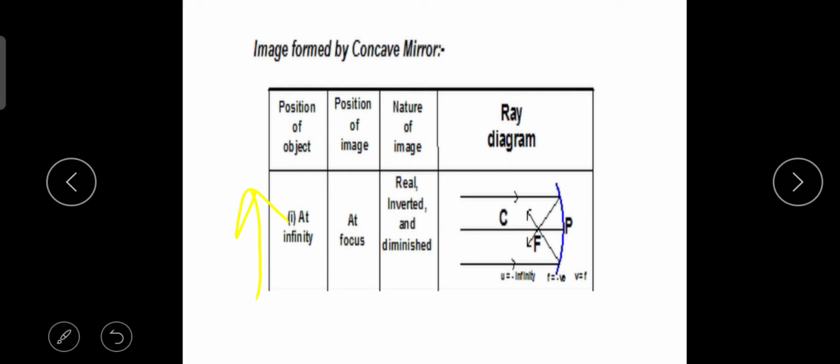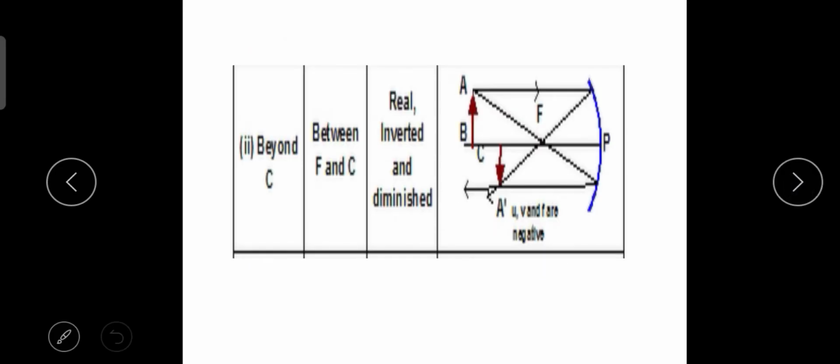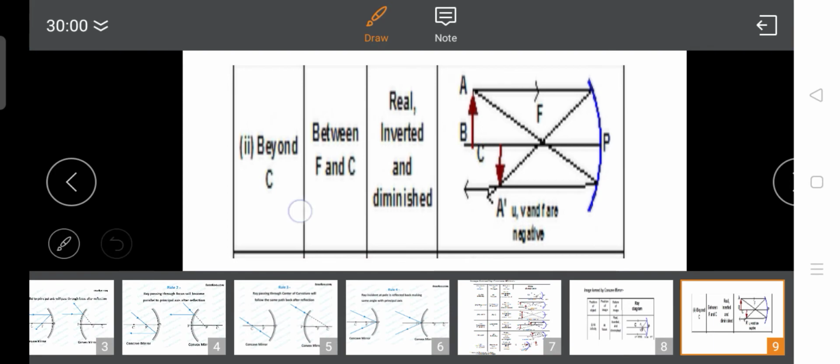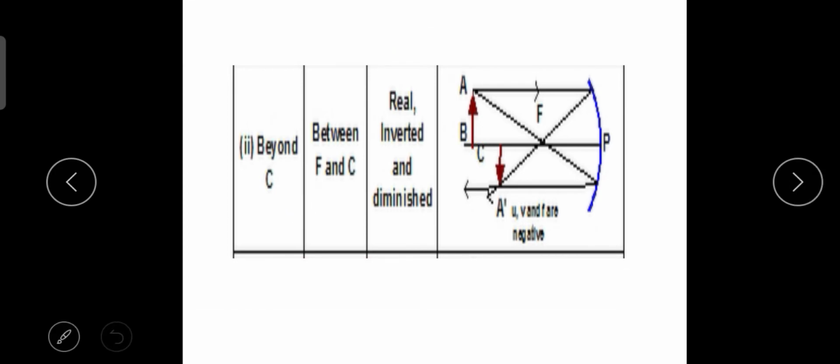Now let us move to the second position. Here we are going to place the object beyond C. This is the center of curvature. So beyond C, this is the object AB that has been placed beyond C. Then we can see how the image is formed.